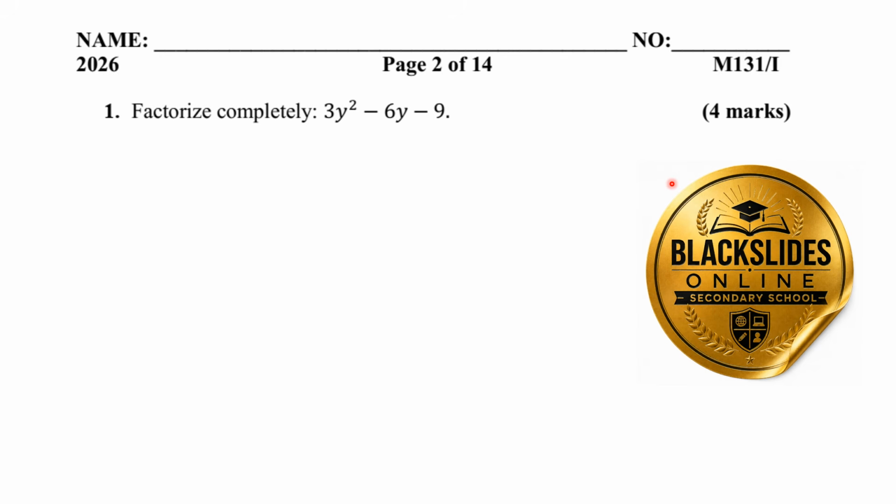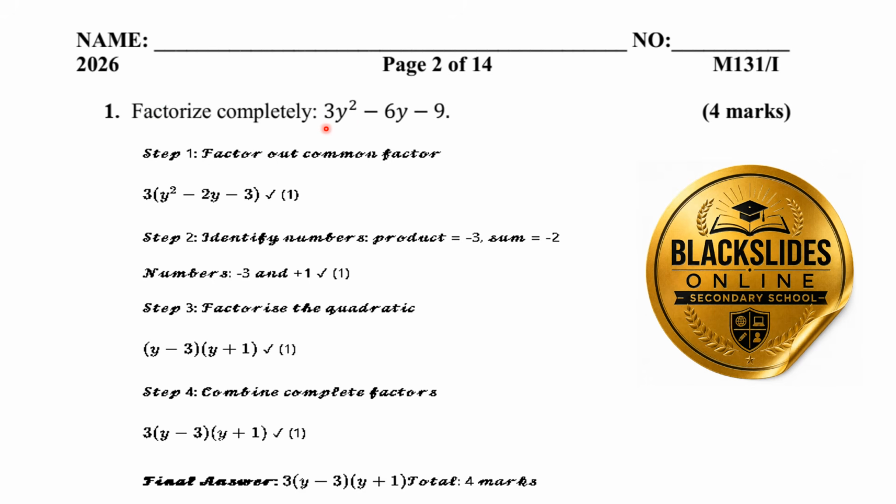So the working out, in order to find the factors of 3y squared minus 6y minus 9, first of all, you should notice that there is a common factor among these terms in the expression. There's a number that can go into 3y squared, which can also go into minus 6y and minus 9. So that number is 3. 3 is common. You can factor out the 3.